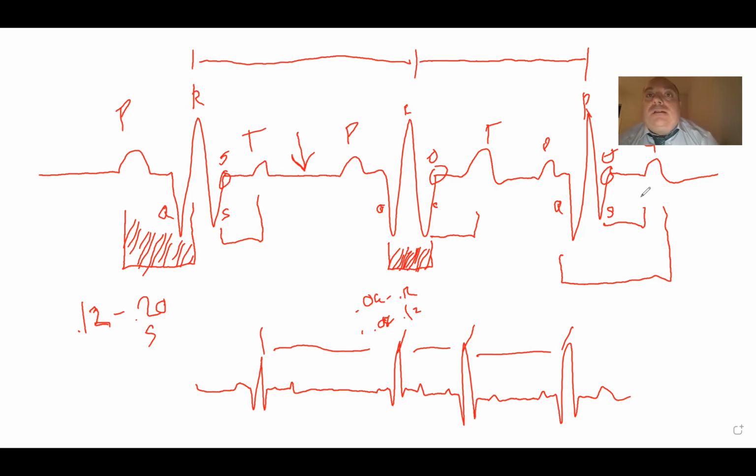And if that J point is elevated, which is above, or depressed, which is below the baseline, that can be indicative of either infarction or ischemia or whatever going on, okay? So that's your ST segment. And how do you find the ST segment? You look at the anchor point of the J point, okay?